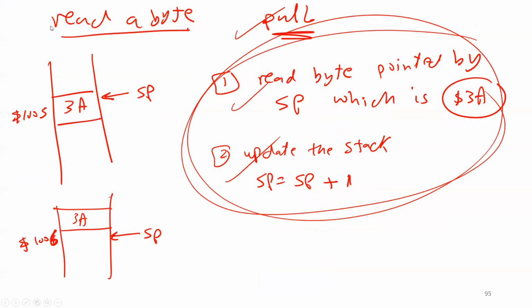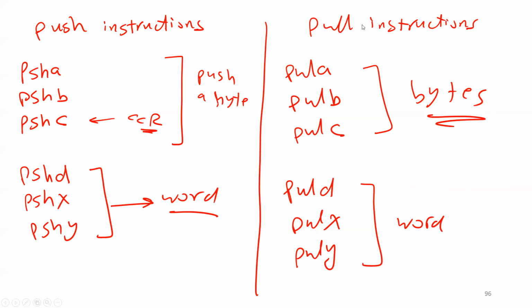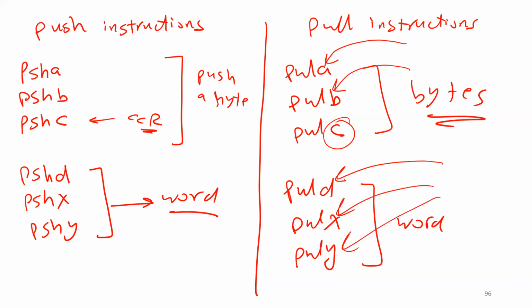One more thing, pull instructions. Pull instruction means I want to read the byte from the top of the stack. So here, we have pull A. You are going to read the byte from the top of the stack and store it in A. This one reads the byte from the top of the stack and stores it in C. Here you read the word from the top of the stack and store it in D, in X, in Y. Everything here will change because here you are going to write to A, B, and so on. Any questions?